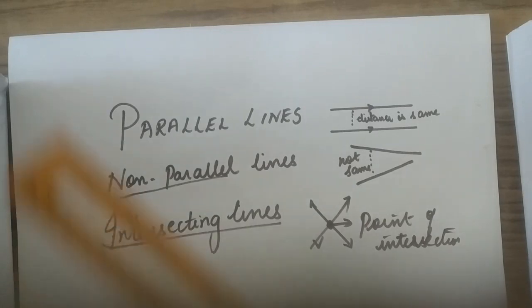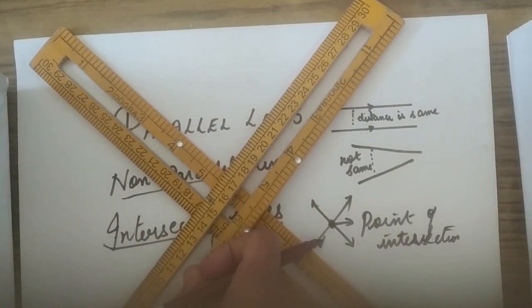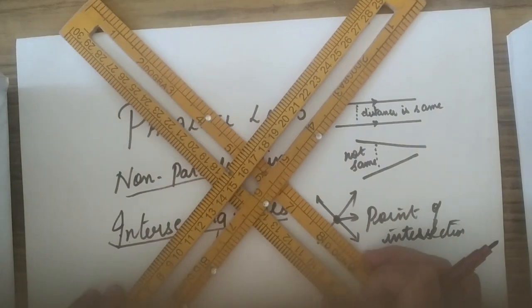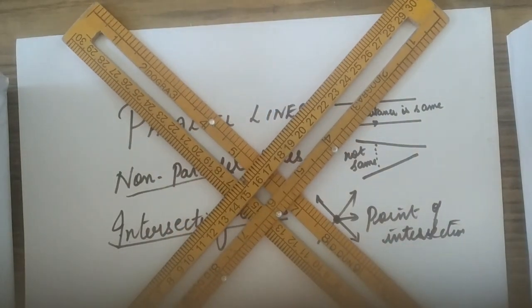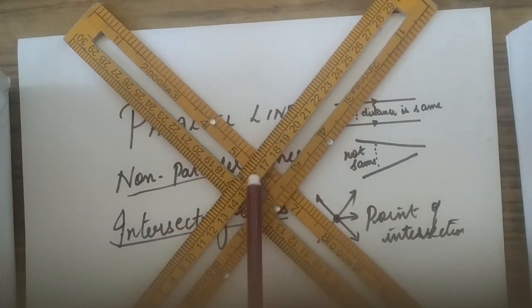Suppose if I keep one scale like this, and the other one like this, this is forming the shape of X. So X is a very good example of intersecting lines. This point you are able to observe, this point you call the point of intersection.